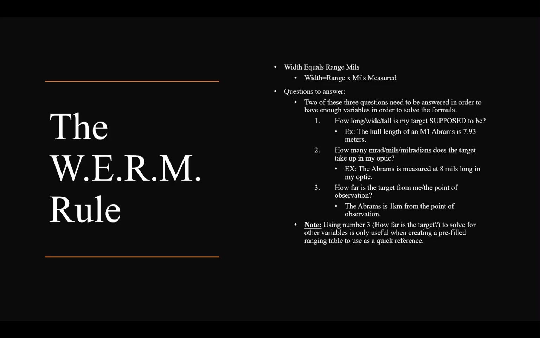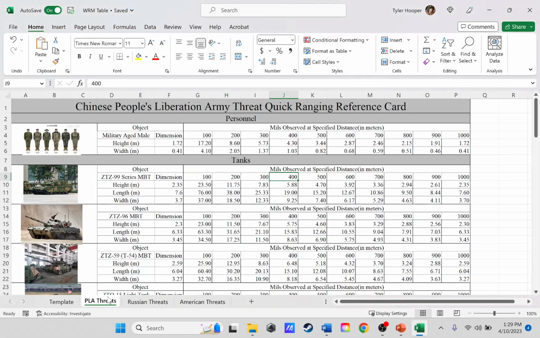And finally, in some instances, we'll be working with set distances where we need to know how far away the target already is, and then we can determine one of the other two based off of that. That's typically only going to be useful in garrison where you are creating preset range cards. With that being said, here we're going to look at an example of one real quick.